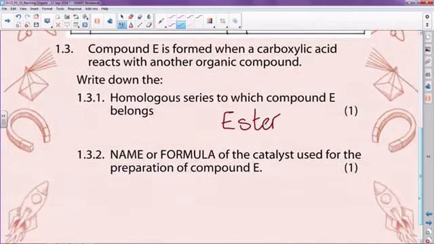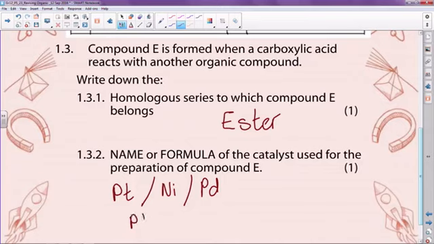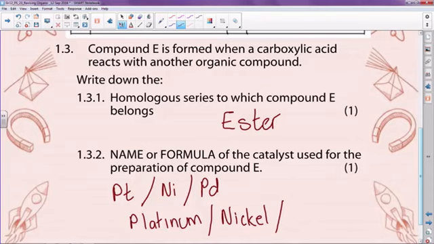Name or formula of the catalyst. Now here you've got a lot of choices. You can tell me that it's either platinum or nickel or palladium. Learn the one that you can remember how to spell. So platinum is Pt, nickel is Ni, and palladium, which I don't ever spell very often, is somewhere.